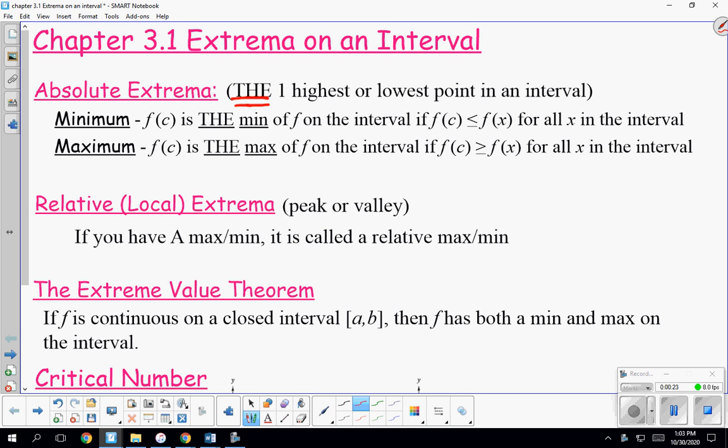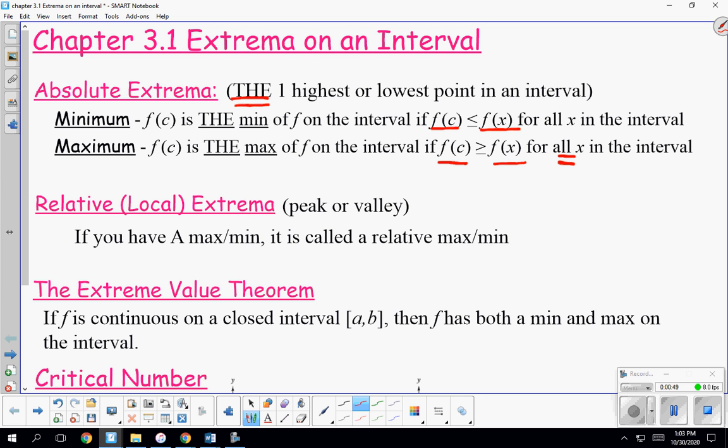So absolute is the number one highest. Think of that as like the one highest point in Ohio. There's only one. We call that absolute. Sometimes it's just called the maximum or the minimum. The formal definition is here. Basically, if you have a y value that's lower than every other y value, it's a minimum. If you have one y value that's higher than all the other y values, it is the maximum.